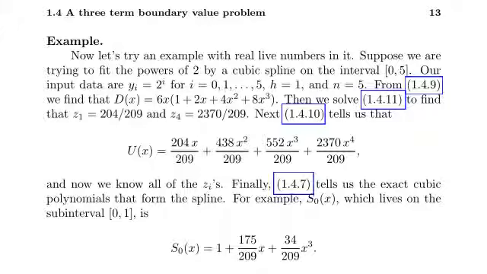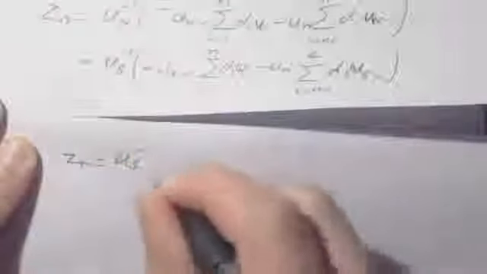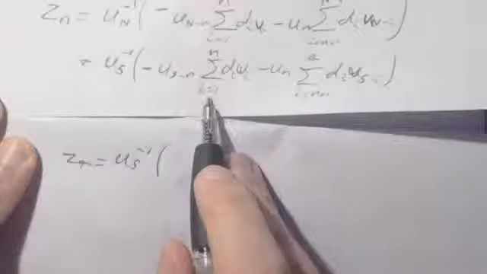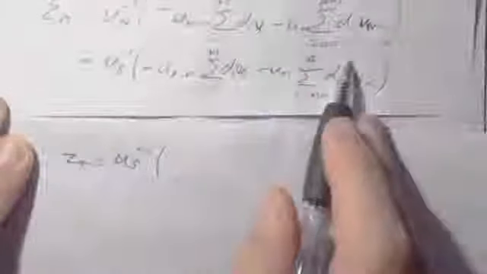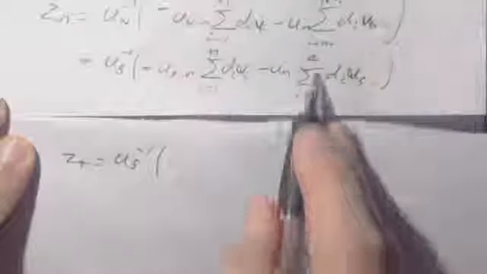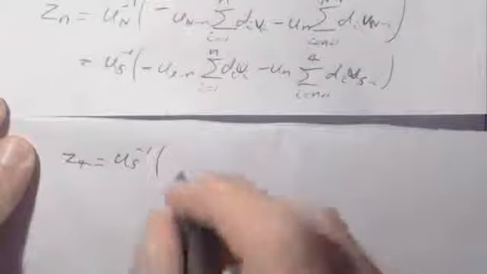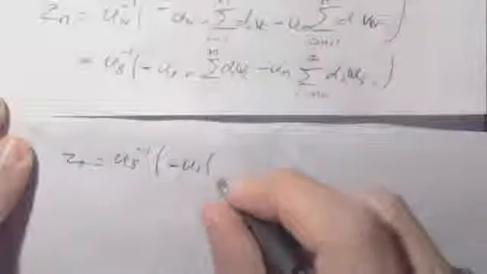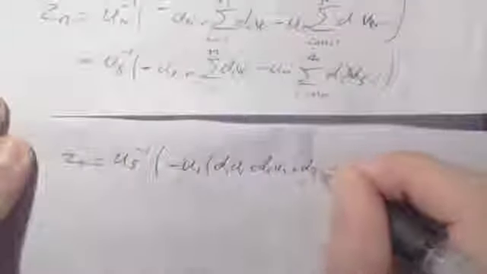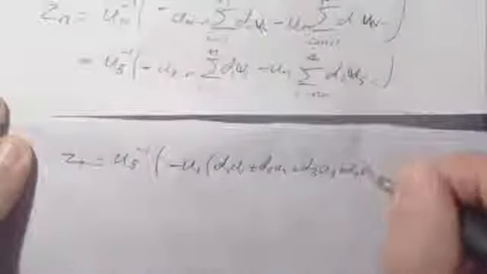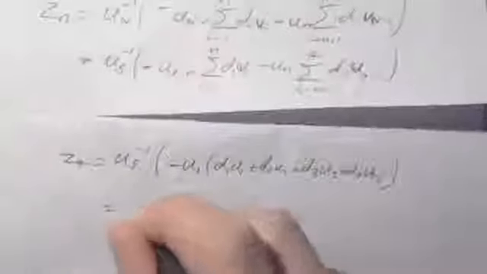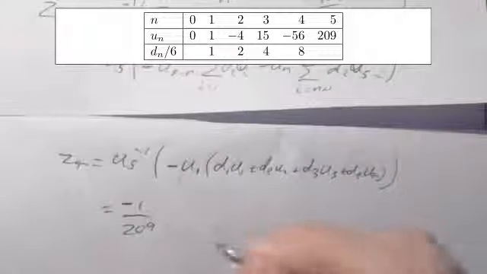Look, got the Zn formula again. So Z4 equals U5 to the minus 1. Now we have a sum from 1 to 4, and this term won't take part at all because it'll be going from 5 to 4. It's an empty sum. So we're going to have minus U1, sum from I D1 U1 plus D2 U2 plus D3 U3 plus D4 U4, which is equal to 101 over 209 times minus U1.